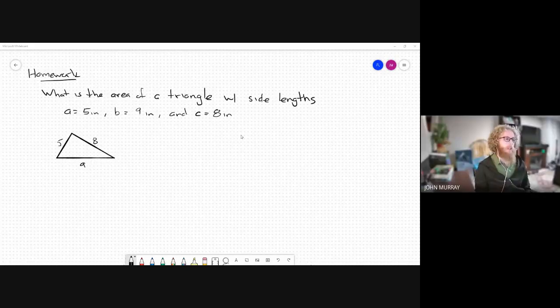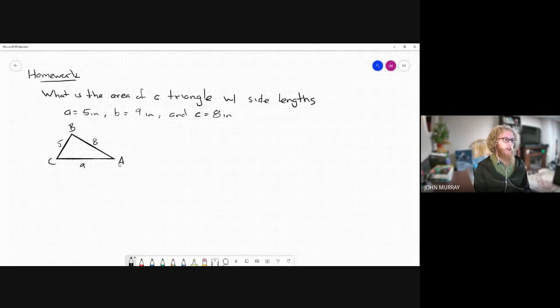All right, so let's take a look at the homework from yesterday. I asked you to find the area of a triangle with the side lengths A is 5 inches, B is 9 inches, and C is 8 inches, right? So here we have a triangle. You didn't have to draw it. It doesn't really add anything to help you, but I just sketched it out here.